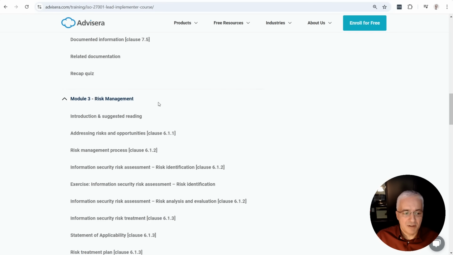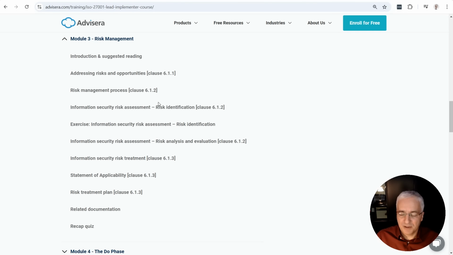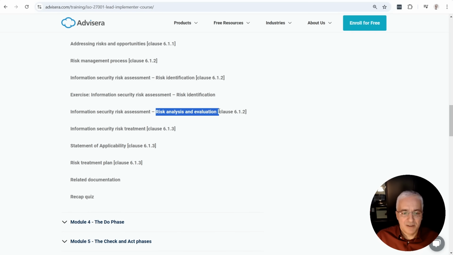Module 3 is risk management, mainly around clause 6. It covers risks and opportunities, the risk management process, and risk identification. There is also one online exercise around risk identification. Then come risk analysis and evaluation, information security risk treatment, the statement of applicability, and the risk treatment plan.